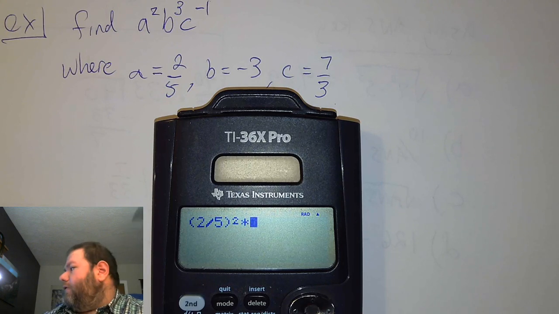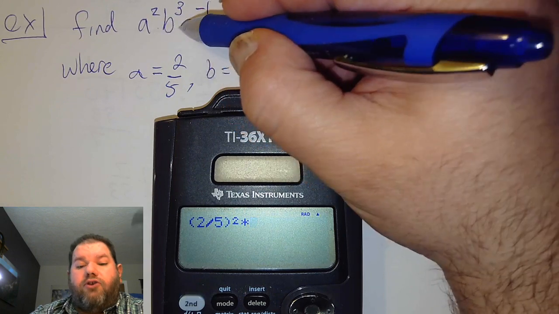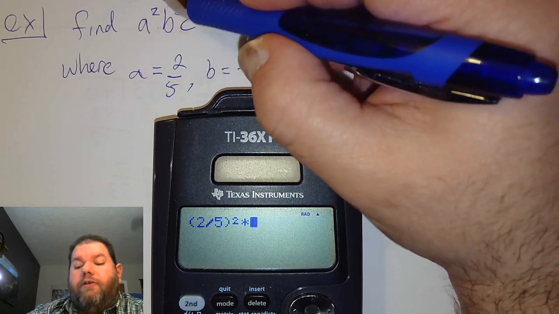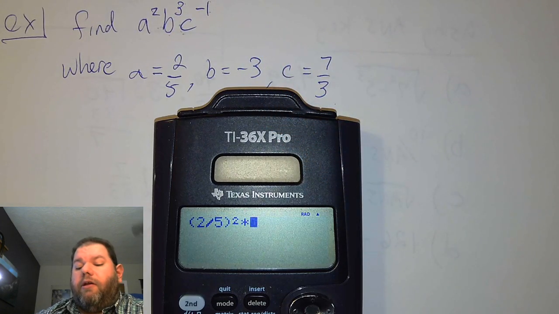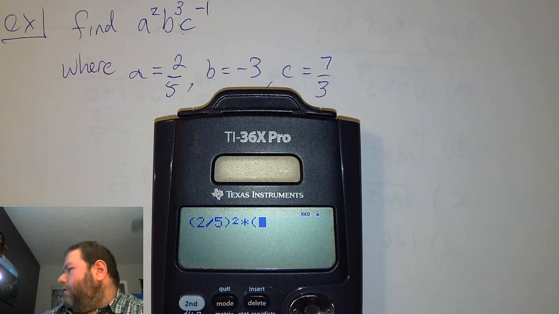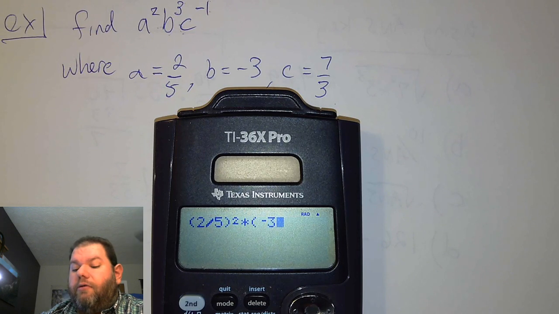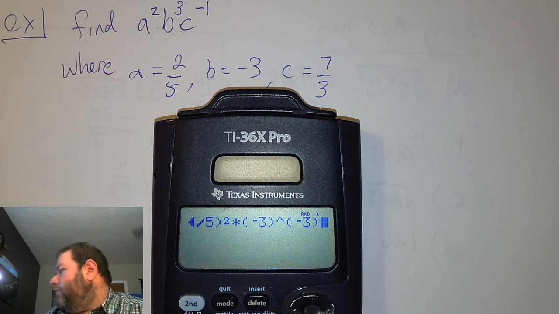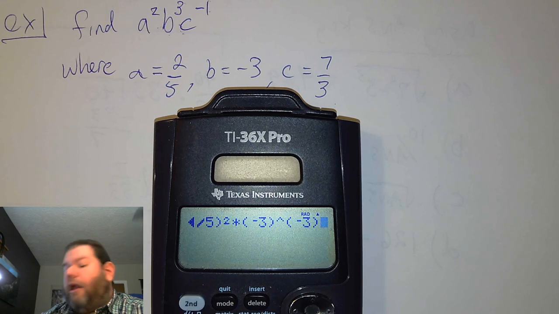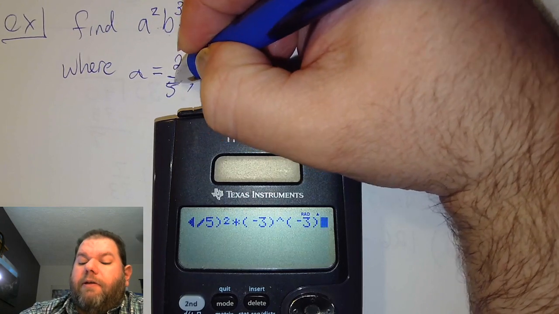So times, because when we see these next to each other, that implies that we're multiplying them together. So we have a squared times b cubed times c to the minus 1 power. So b to the third, that would be, we said negative 3, close parentheses, raised to the negative third. That's a 5. That's my bad.